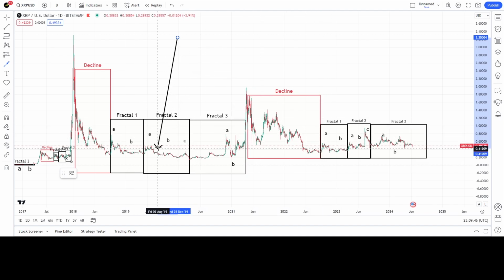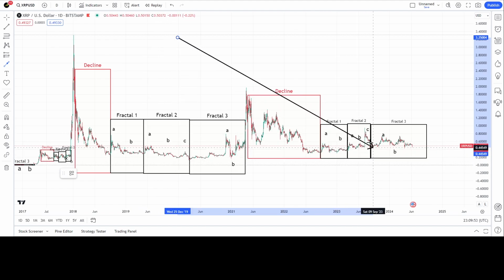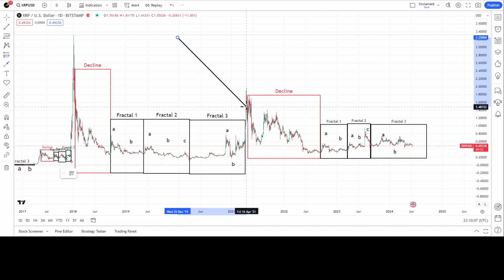In fractal 2, there are three waves, wave A, wave B, and wave C. We see that over here, wave A, wave B, and wave C. Again, the timing, height, and depth played out differently. In fractal 3, price moves up to a peak, which is part A. It then declines, which is part B. It then recovers, does a smaller correction typically, and then it goes off into the bull run.